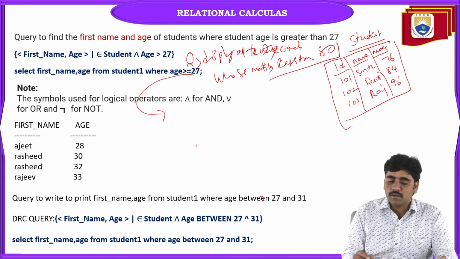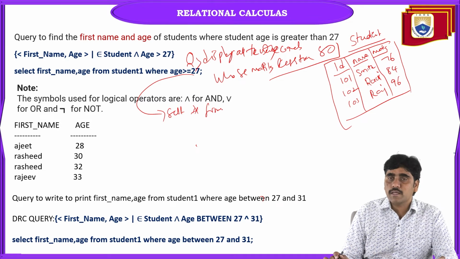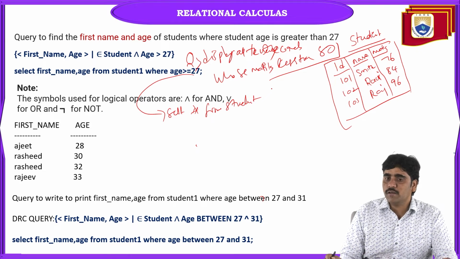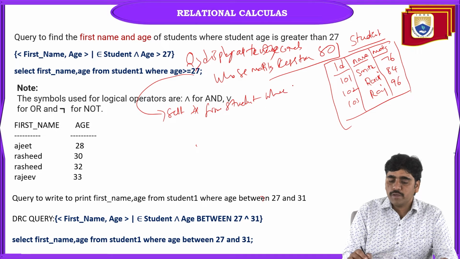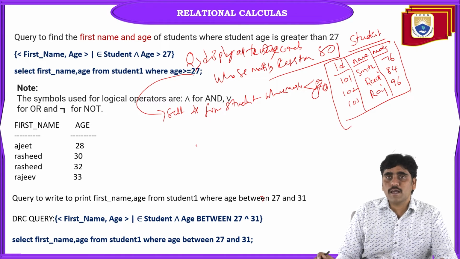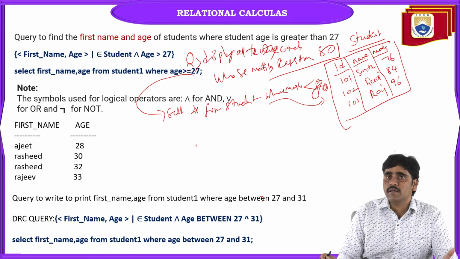How can we write? We can write select star from the table name, which is Student, where marks less than 80, sorry, marks less than 80. So whoever has marks less than 80, we will display their ID, their name and their marks also.